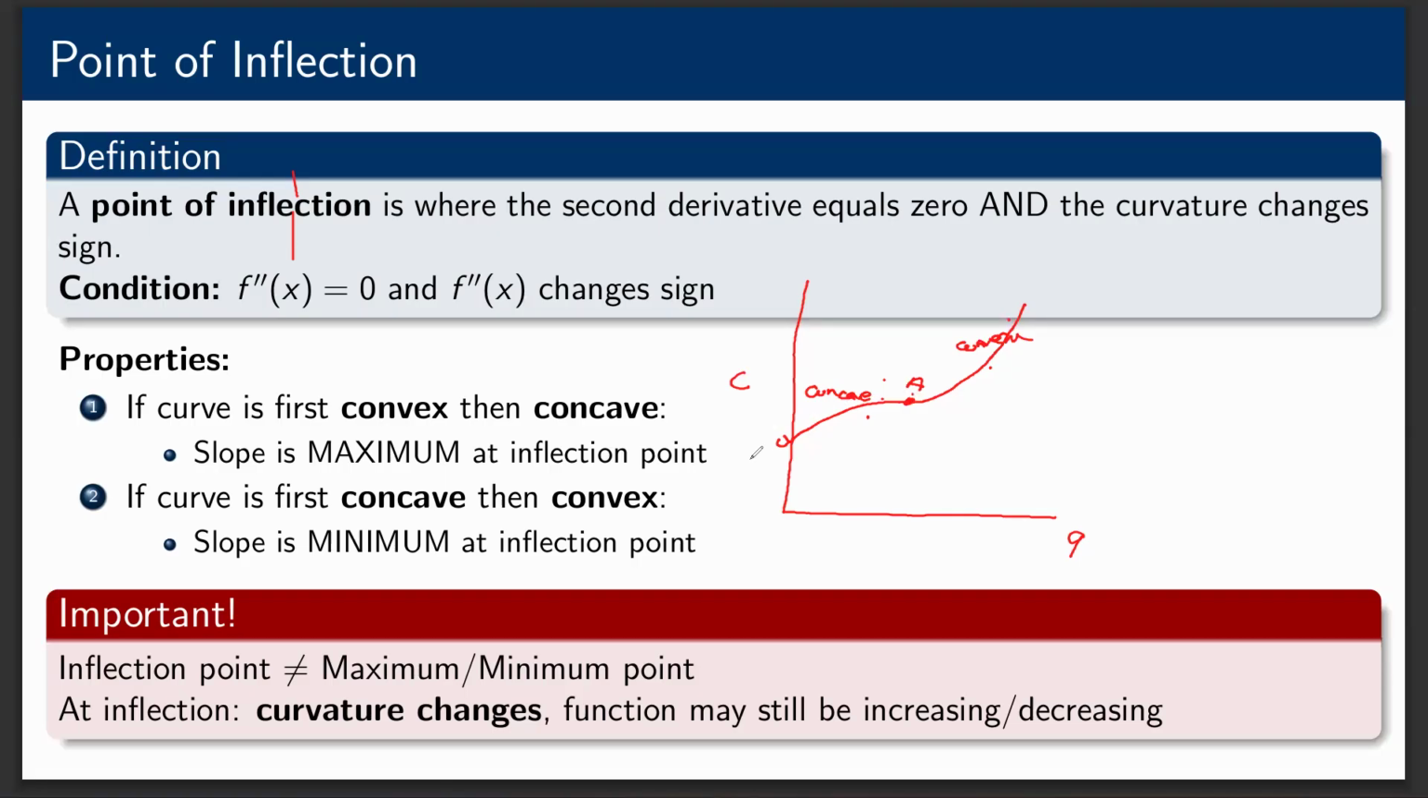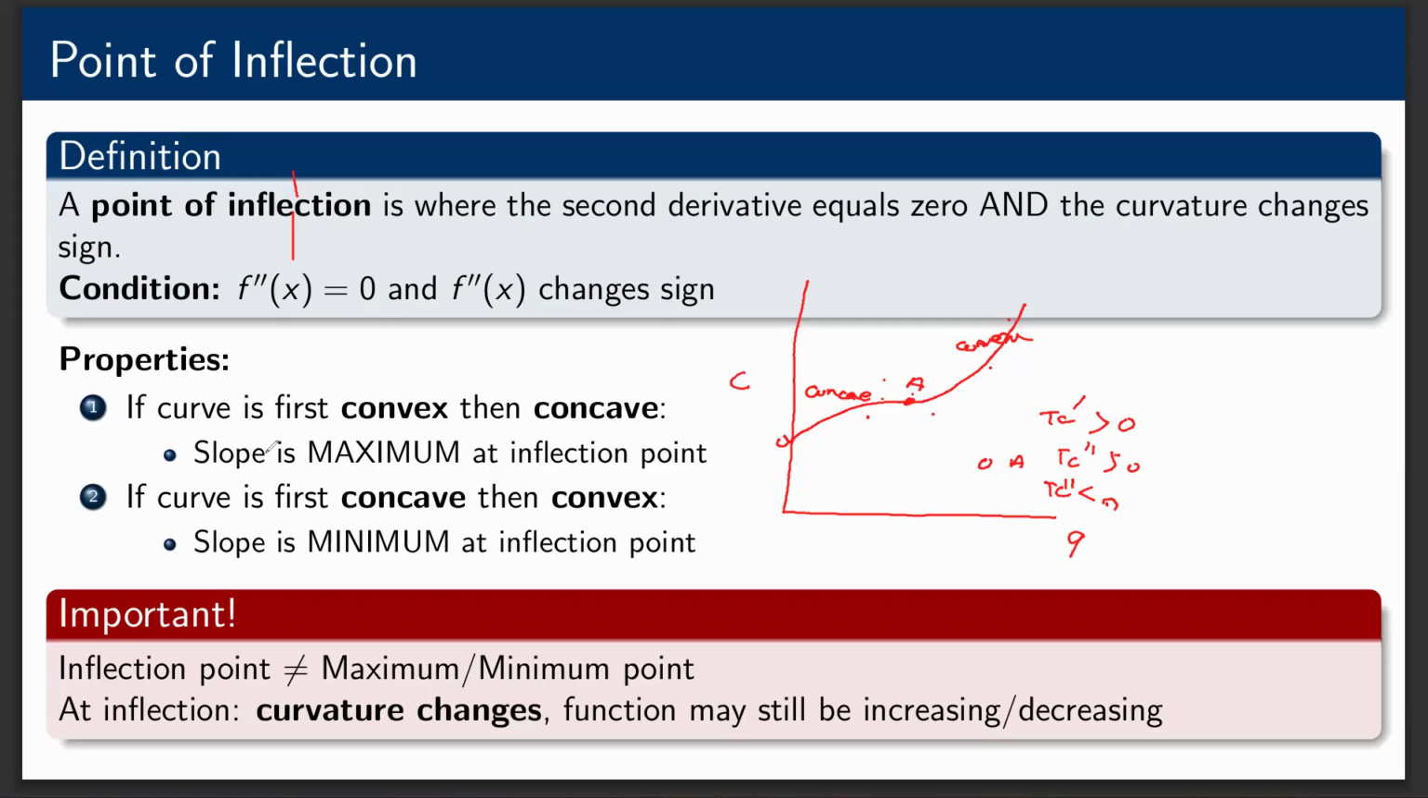Throughout the output, my total cost is increasing, so the first order derivative of TC will be positive. But from O to A, it is a concave shape, so the second order derivative of TC should be greater than 0. After point A onwards, the second order derivative will be less than 0. That's why I'll say that it is a convex shape. So point A is the critical point where the structure of the curve is changing. That point is known as the point of inflection.